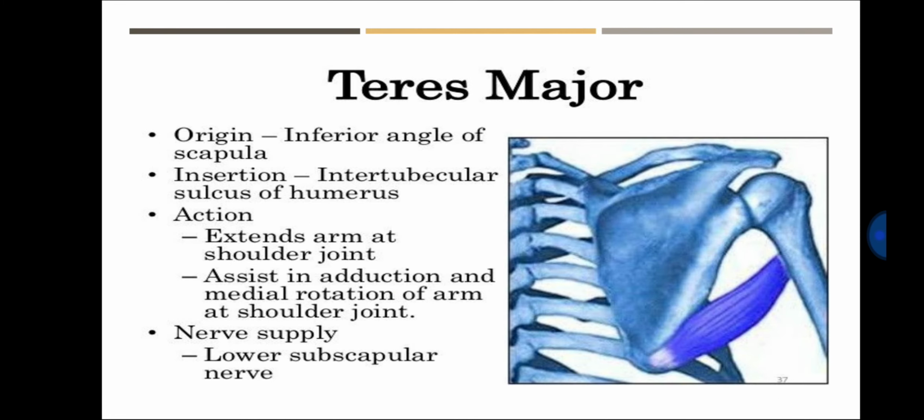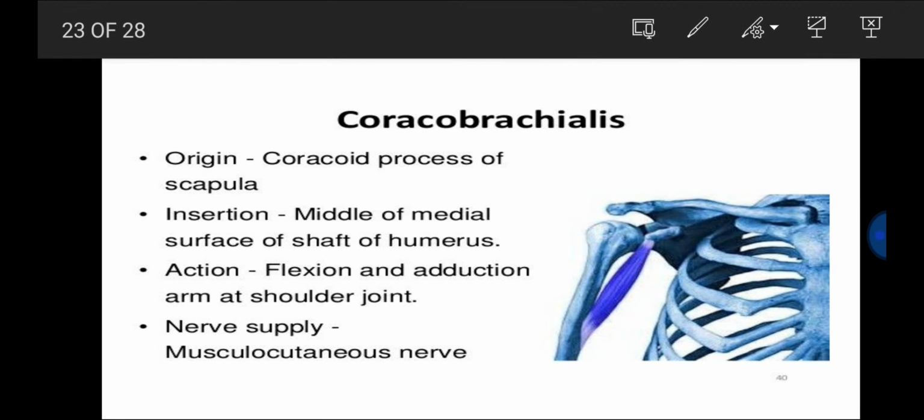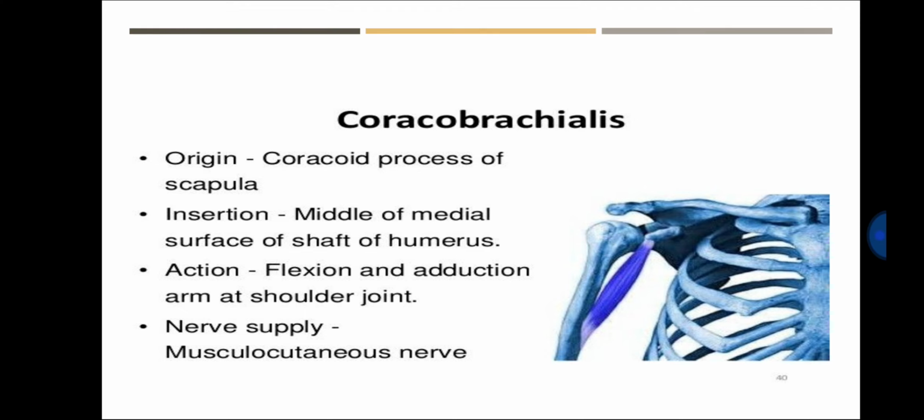Teres major. Origin: inferior angle of the scapula. Insertion: intertubercular sulcus of the humerus. What does it do? Extends the arm at the shoulder joint, assists adduction and medial rotation of the arm. Coracobrachialis. Origin: coracoid process of the scapula. Insertion: middle of the medial surface of the shaft of the humerus. Action: flexion and adduction of the arm at the shoulder joint. Nerve supply is the musculocutaneous nerve.